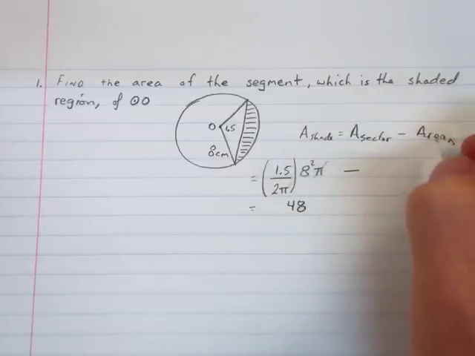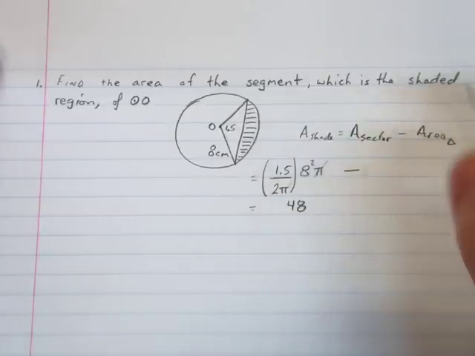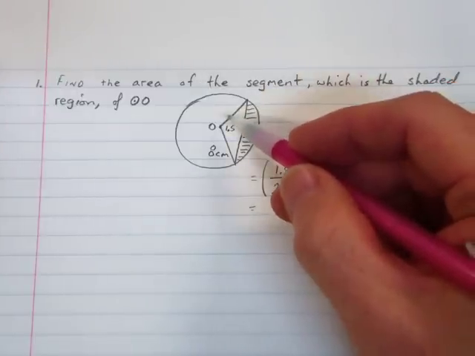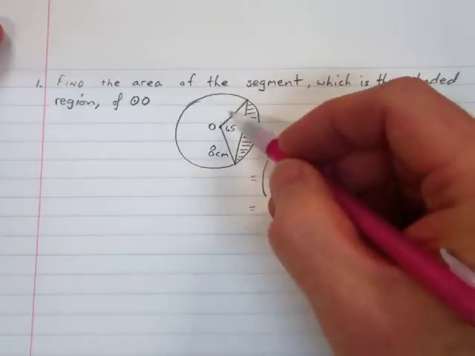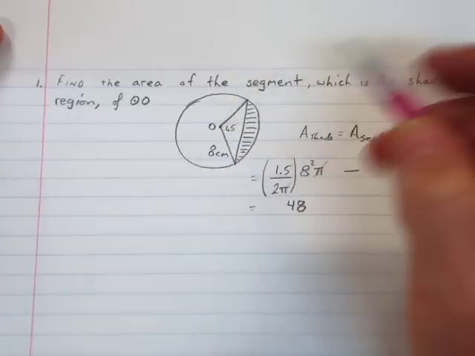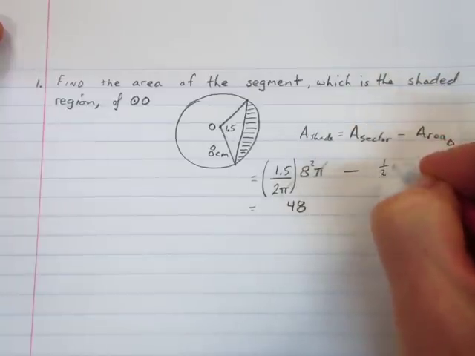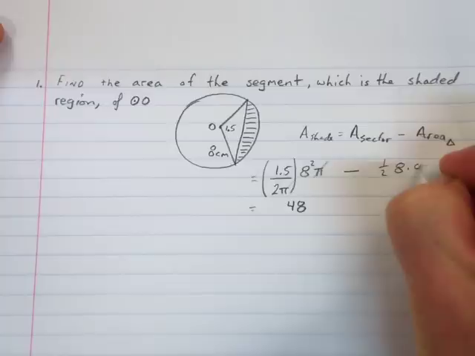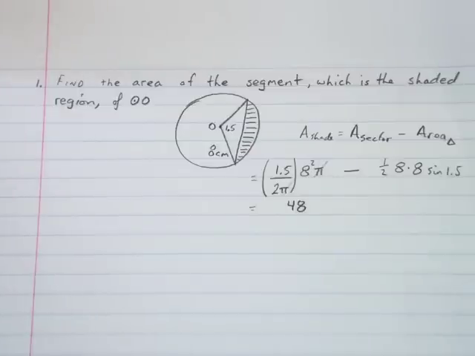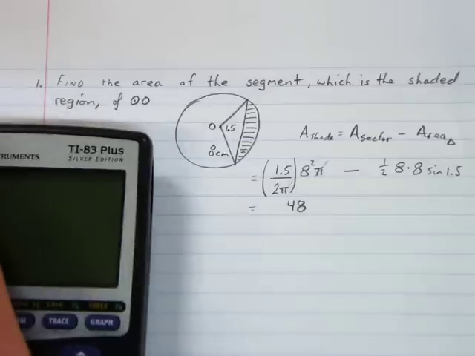Now, how do we find the area of the triangle? We did that in the last class. We have that formula that says 1/2 ab sine C. And what does that mean? That's 1/2 side 1, side 2 times the sine of the included angle. So we have 1/2, side 1 would be 8, side 2 would be 8, and then times the sine of the included angle. At this point, we're going to need to use our calculator since 1.5 is not a unit circle value. So let's see here.